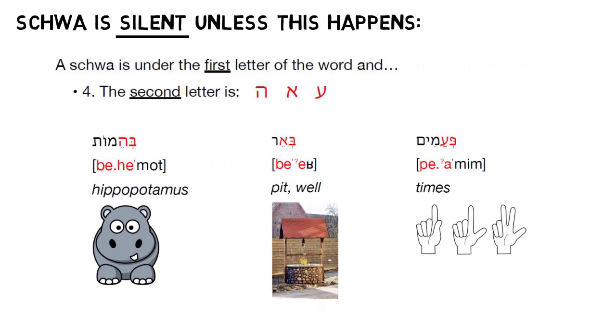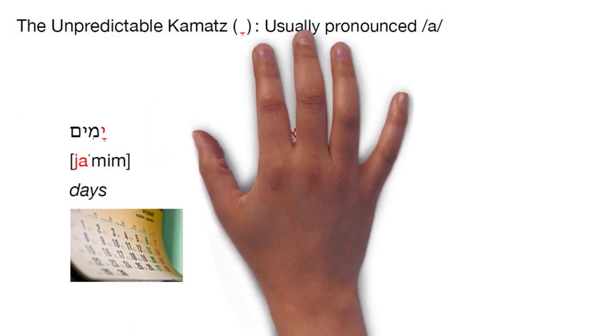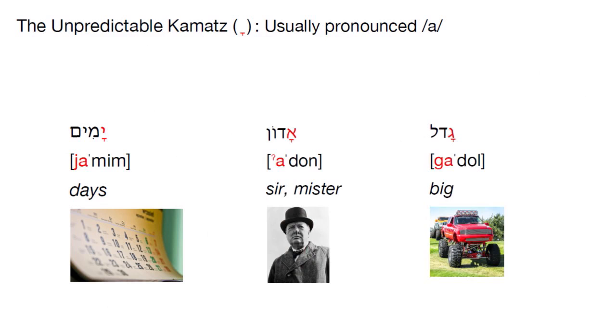And that is all for the extremely complicated schwa. We have one last thing to chat about, and that is the kametz diacritic, which looks like a short capital T. This diacritic is usually pronounced as an a vowel, as in yamim, adon, or gadol.